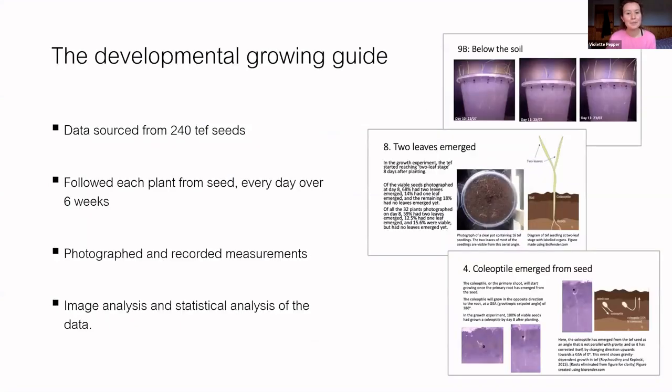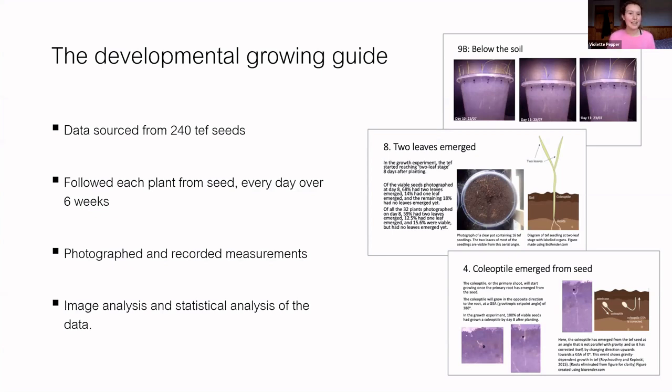Next slide, please. And lastly, alongside this, of course, that second objective, I started the teff developmental growing guide. So I followed the development of 240 teff seedlings across 6 weeks from seed to seedling, and I photographed their root system architecture via a black box photography protocol. They were placed in clear pots so I could clearly see that.